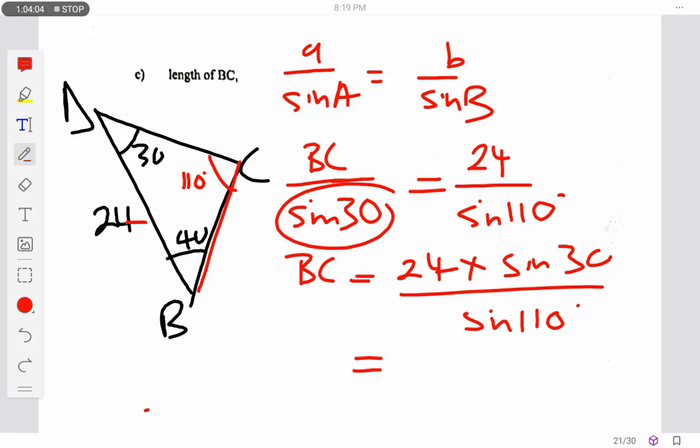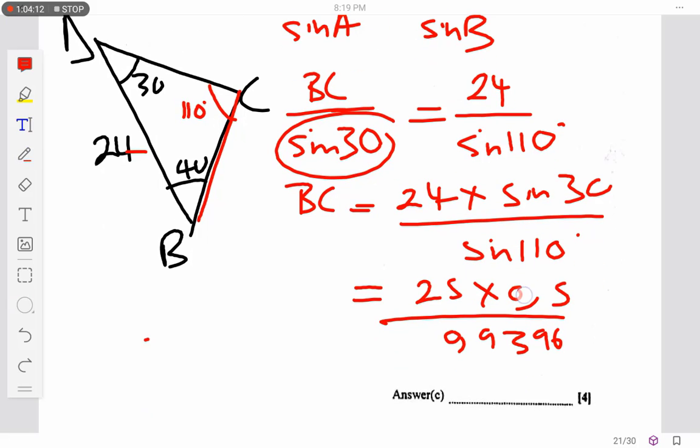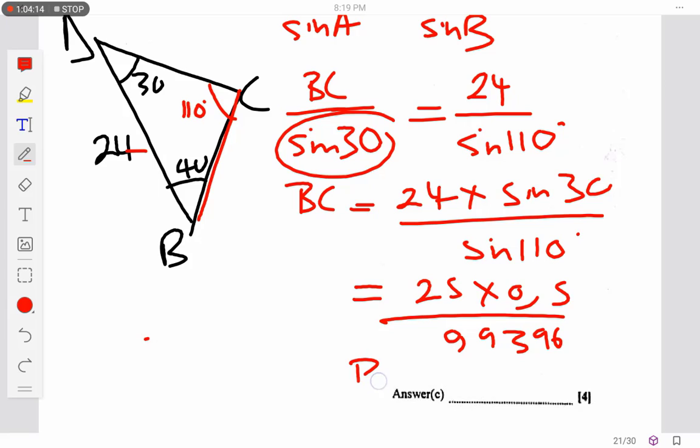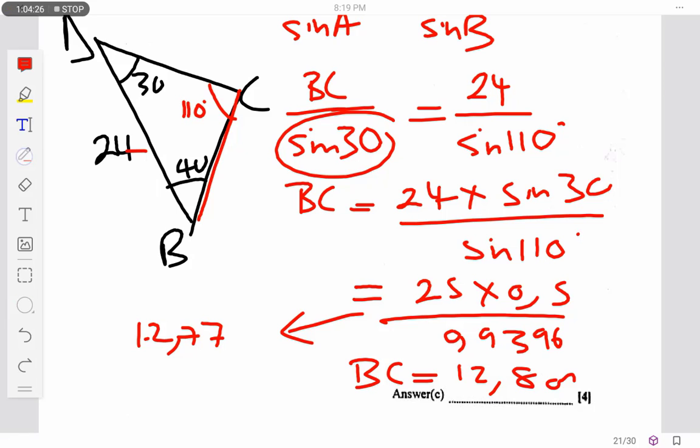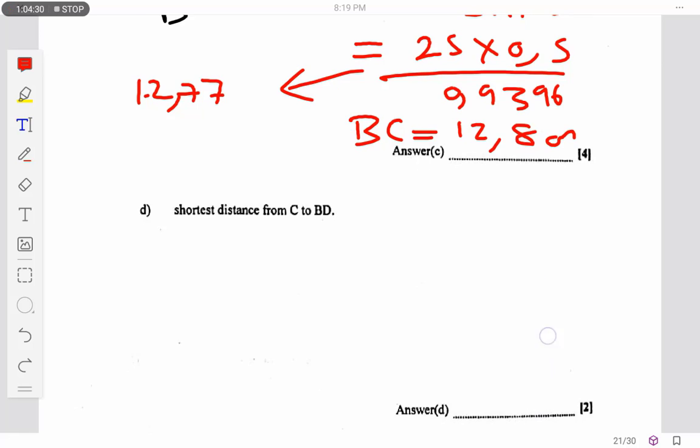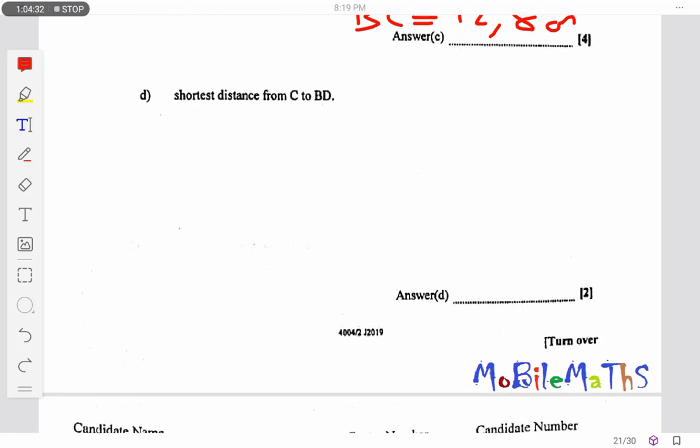Simplifying, I get 24 times 0.5 over 0.9396. Dividing, I get my BC is equal to 12.8 centimeters. I was getting 12.77, but since the other one I used one decimal place, I can do this one as well. Now they are saying find the shortest distance from C to BD.